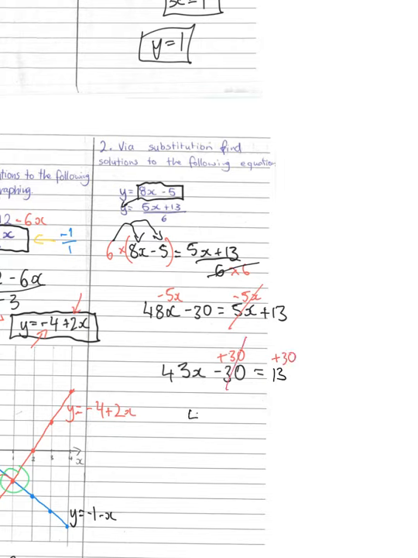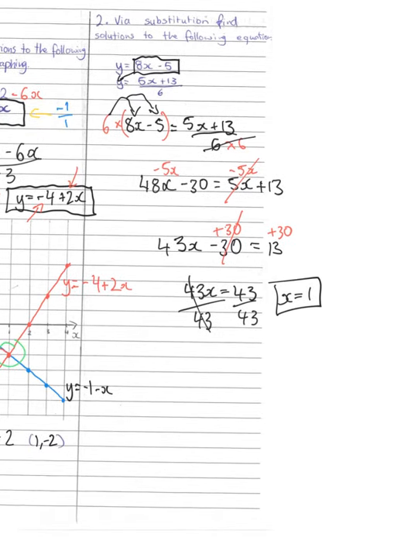All right, so that leaves us with 43x equals 43. Okay, so divide both sides by the 43. All right, so x equals 1. Okay, and then sub that 1, the value of x, back into one of the equations. All right, the nicer one's the top one. So I'm just going to scroll down a little. All right, so I'm going to sub that into the first one. So it's going to be y equals 8 times 1, so just 8, minus 5. Okay, so y equals 3.